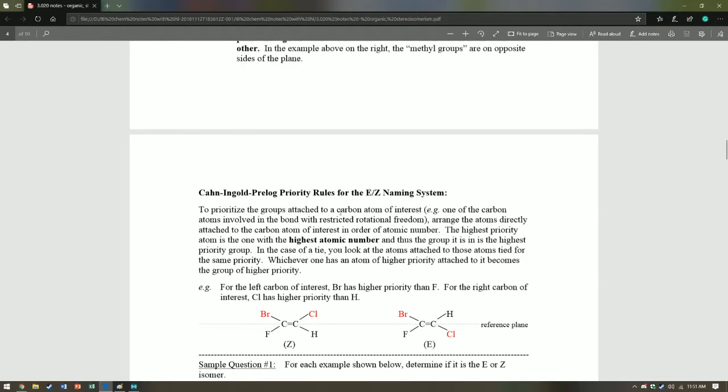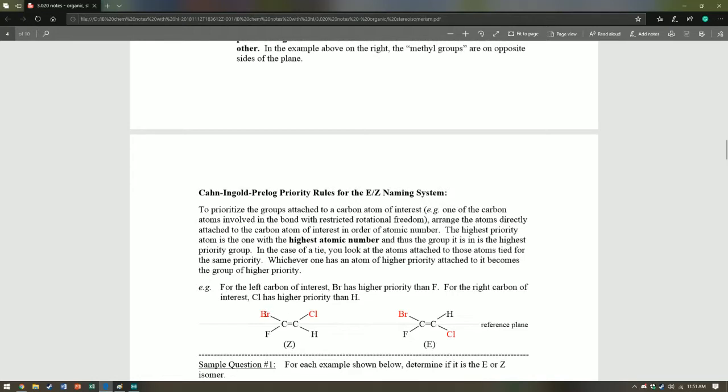And the way you determine priority is you look at atomic number, or the sum of atomic numbers. So the one that has the higher atomic number has higher priority. Pretty straightforward. So bromine and chlorine. If we consider this side here, bromine and fluorine, bromine has a higher atomic number than fluorine, so it has priority. Chlorine and hydrogen, chlorine is the higher atomic number, so it has higher priority than H.